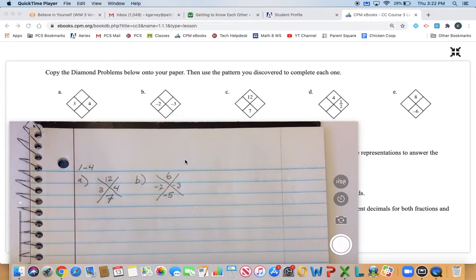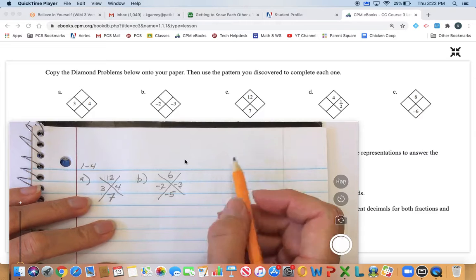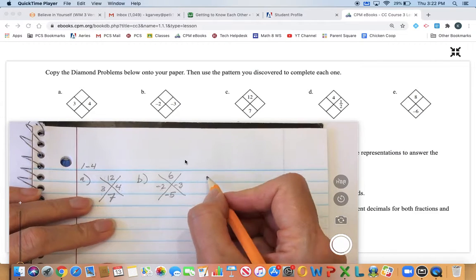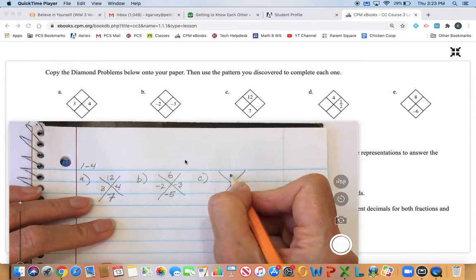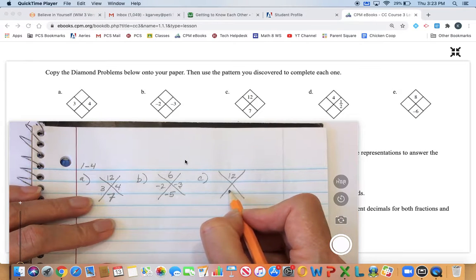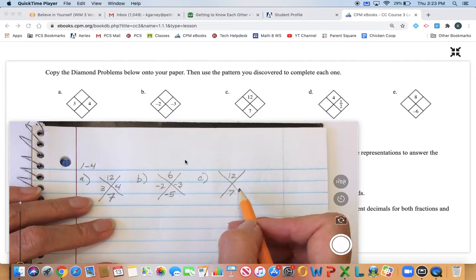1-4, C. C is a little different from the other two we did because this time we are given the product, which is on the top. The product is 12, and we are given the sum, 7, instead of the two numbers that we either multiply to get 12 or add together to get 7.